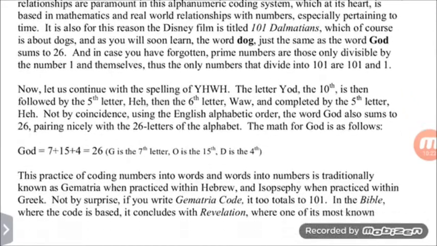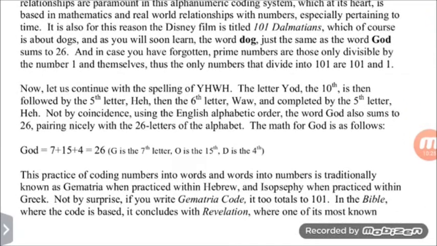It is also for this reason the Disney film is titled 101 Dalmatians, which of course is about dogs, and as you will soon learn, the word dog, just the same as the word God, sums to 26. And, in case you have forgotten, prime numbers are those only divisible by the number 1 and themselves. Thus, the only numbers that divide into 101 are 101 and 1. Now let us continue with the spelling of Yahweh.